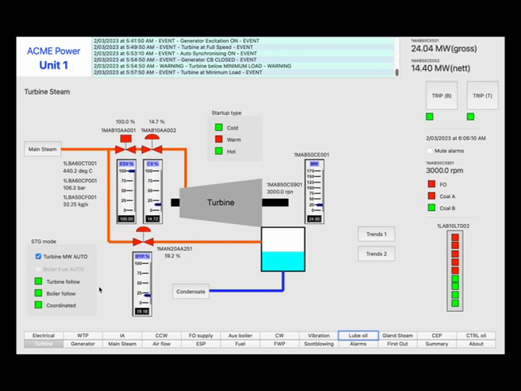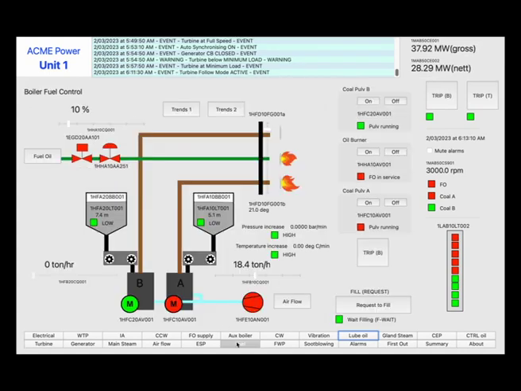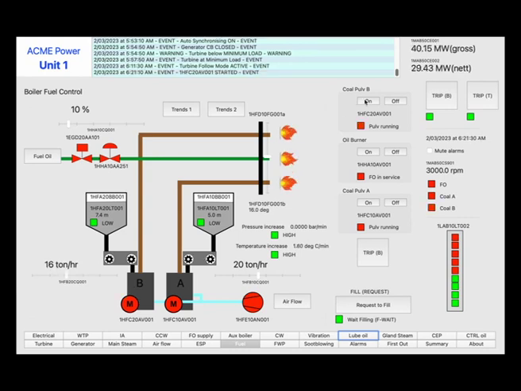Turbine bypass valve will drive closed, which will cause turbine control valve to open slightly and turbine megawatts to increase. Once turbine bypass valve is fully closed, steam turbine will be in turbine follow mode. Go ahead and restart pulverizer B and increase turbine to full load again.